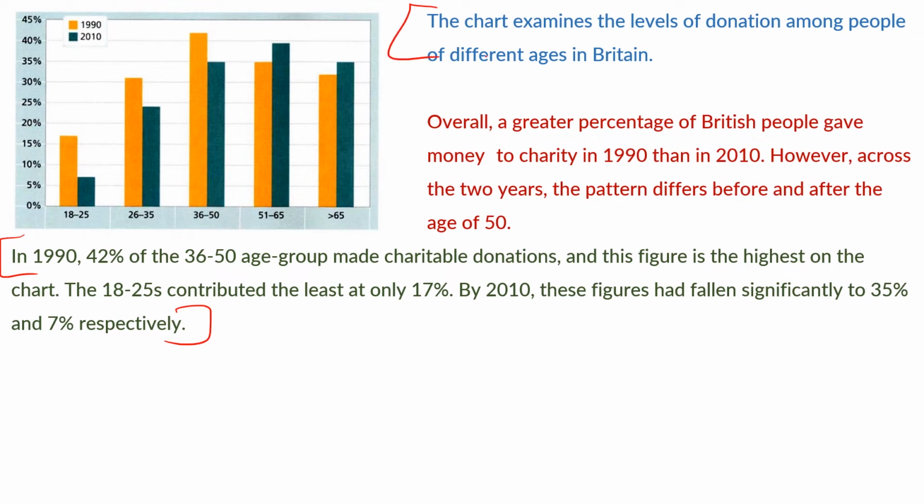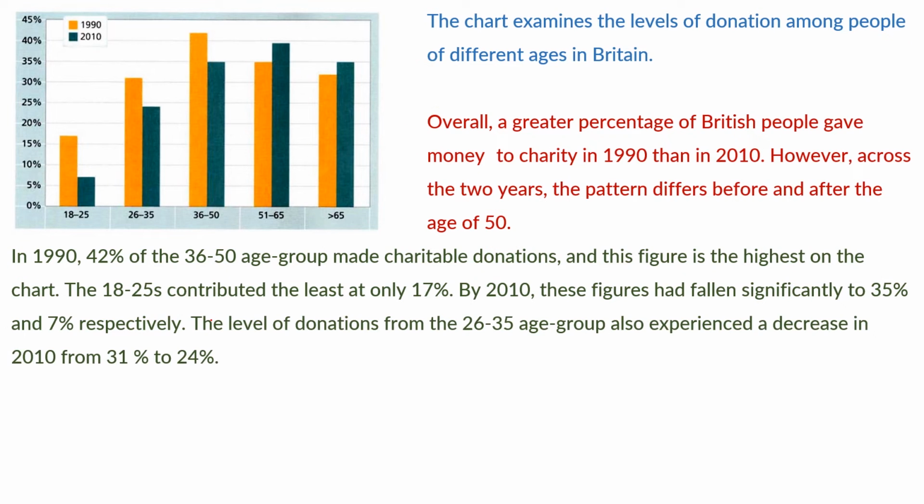First paragraph can be about the introduction of the graph. Second paragraph can be about the overall information. Third paragraph can be compare and contrast of the highest and the lowest information. Right. The level of donation from the 26 to 35 age group also experienced a decrease in 2010 from 31% to 24%. Now you see what is happening here. This is just compare and contrast information.